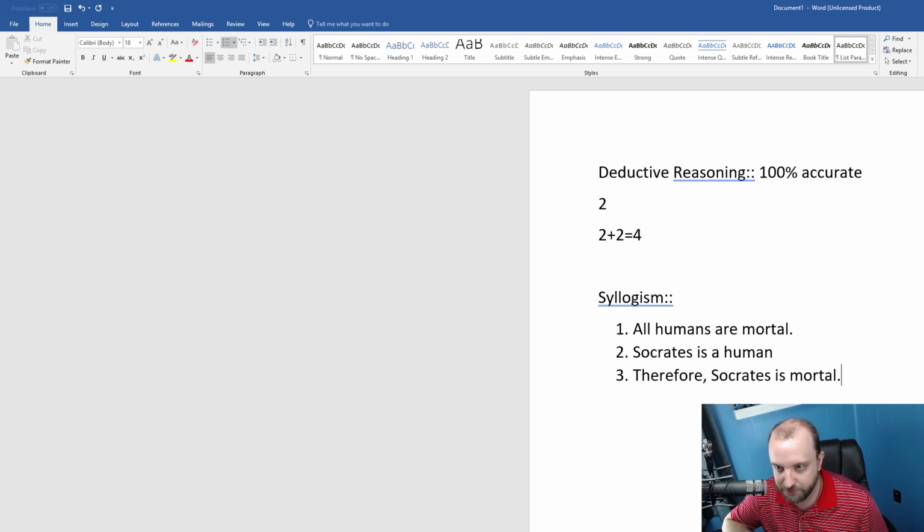Sometimes you can put crazy things in as variables here, and it'll still add up mathematically, but it doesn't have any bearing in reality. So let's say all humans are fish. Socrates is a human, therefore Socrates is a fish. That doesn't make any sense, but it's 100% true mathematically speaking, without any grounding in reality. That's where deductive reasoning loses its edge as a type of reasoning.